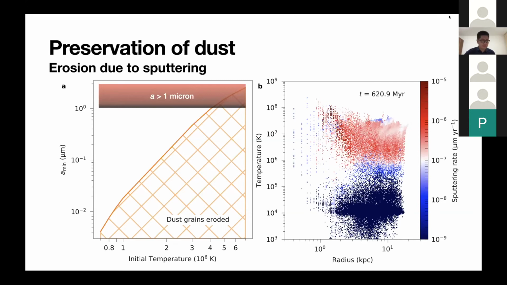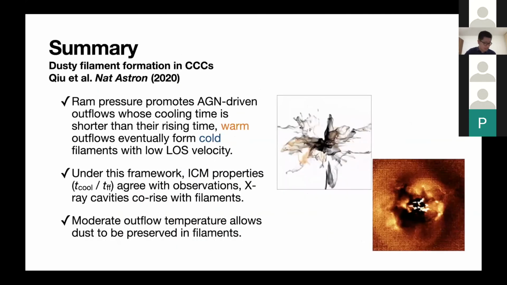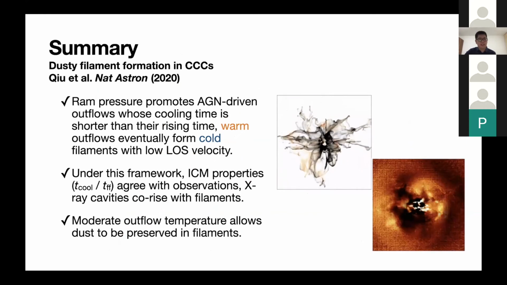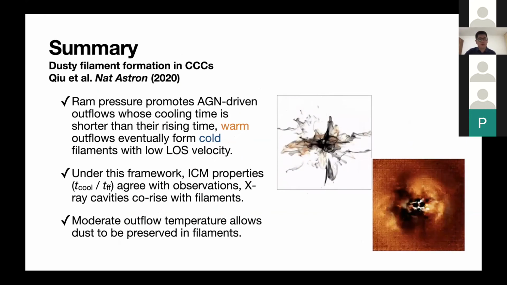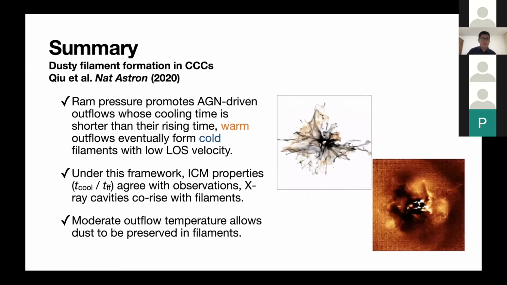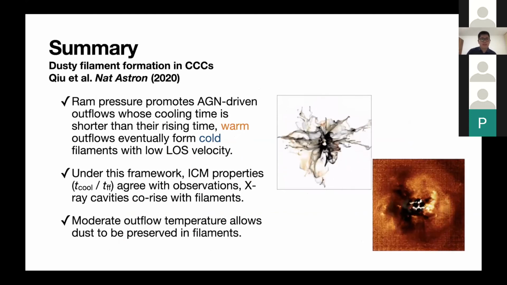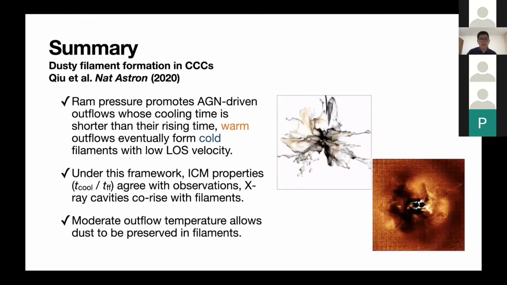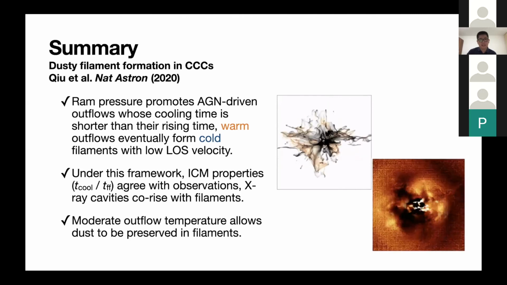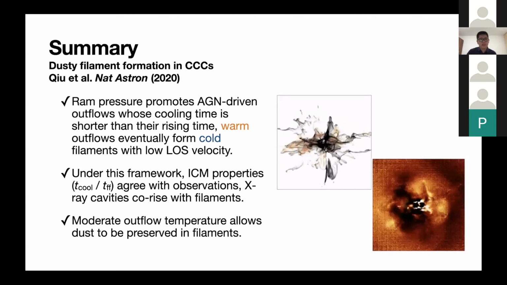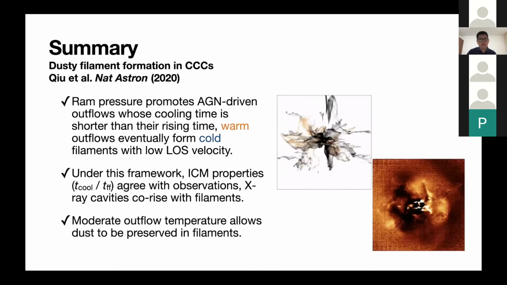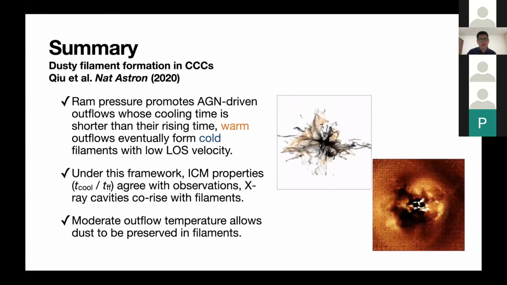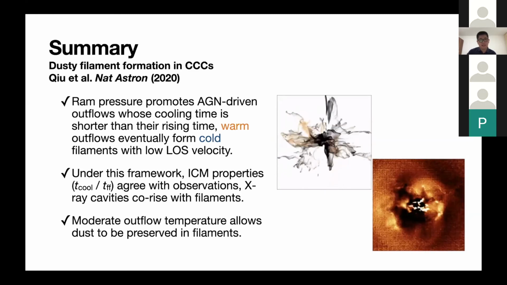Okay, so moving on to the last slide. So this is my summary. Basically, I've asked 3 questions in the beginning of the talk, and we've answered all of them. First, the ram pressure promotes AGN-driven outflows whose cooling time is shorter than the rising time. So the outflows eventually form cold filaments with low line of sight velocity. And under this framework, the intra-cluster medium properties, particularly T cool over T free fall, agree pretty well with the observations, and the X-ray cavities can co-rise with the filaments.